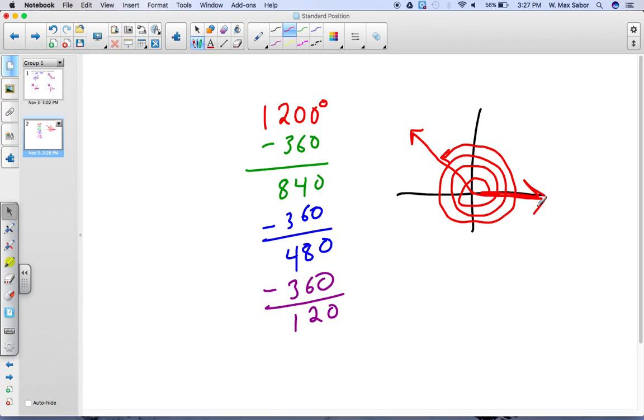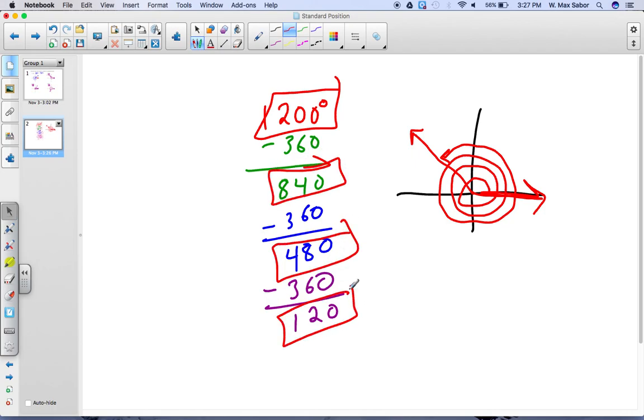A lot of people say you don't have to actually draw these out, but essentially what we're saying is that 1,200, 840, 480, and 120 are all coterminal angles. They have the same initial side and terminal side. And the difference is how many rotations you do before you stop.